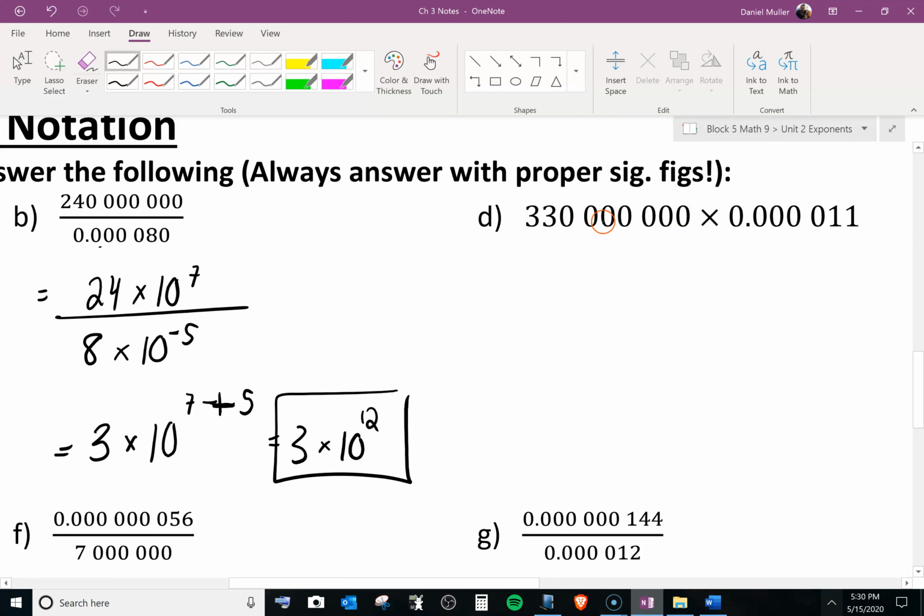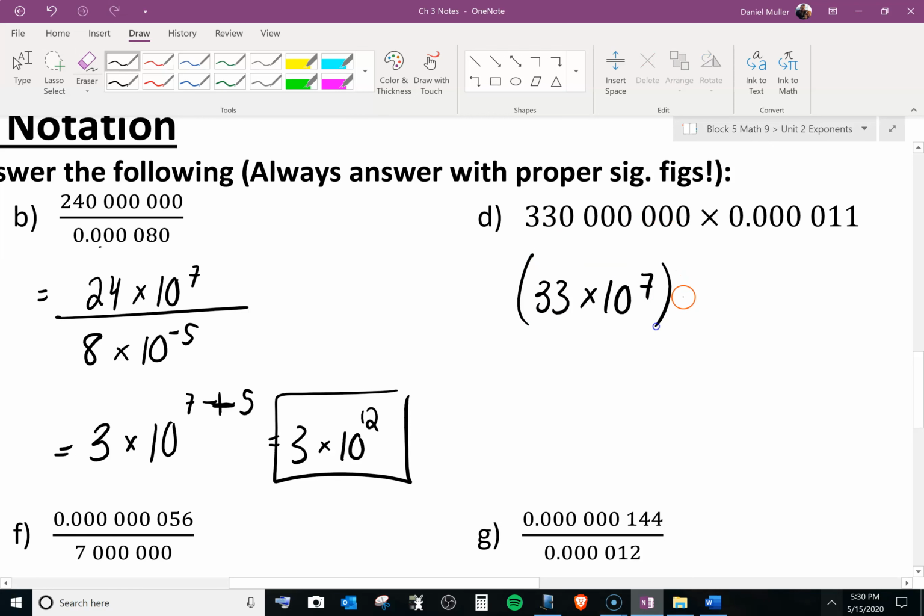Let's first make this a whole number. So 1, 2, 3, 4, 5, 6, 7. So 33 times 10 to the 7. So I made this number smaller. I went from something like a million and made it 33. So I definitely made that number smaller. So I'll balance it by making that side bigger, and it is a positive, so that's good.